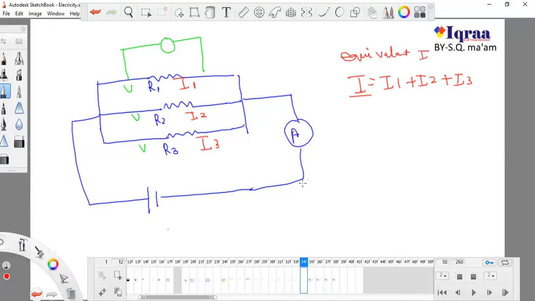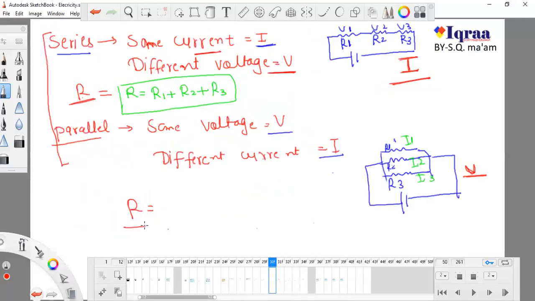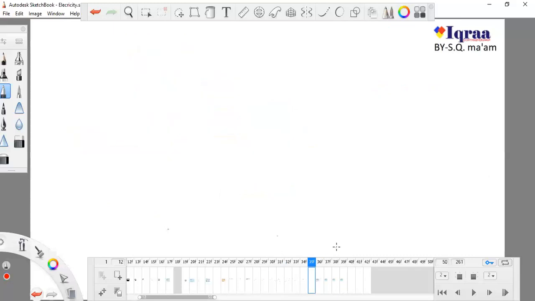You have to remember these things for circuits. So let's find out the value and the formula. What is our focus? My focus is to find out R. Now I'm writing something, and we know the formula. The formula is definitely V is equal to IR. That is our formula, and I have to find out R only.